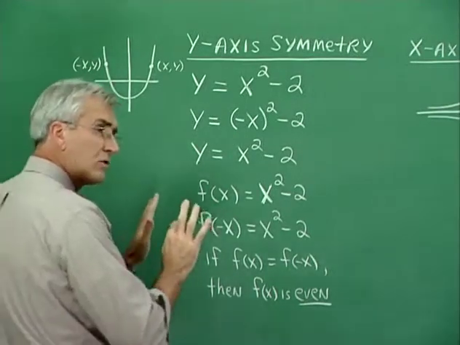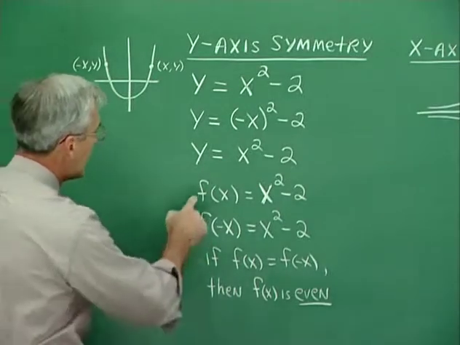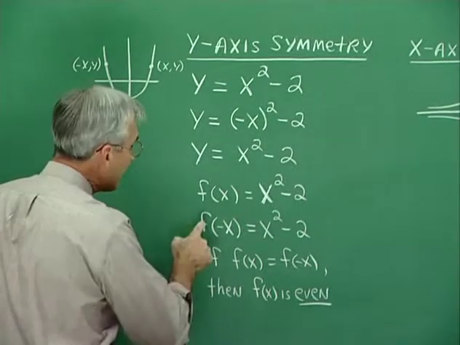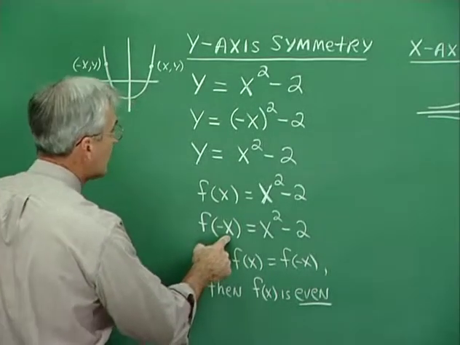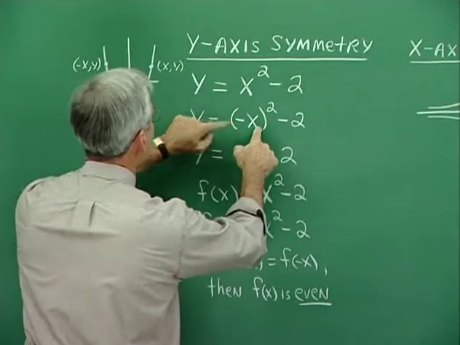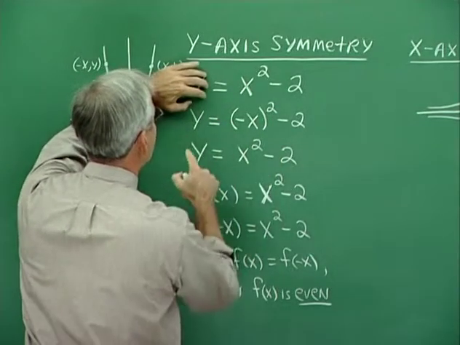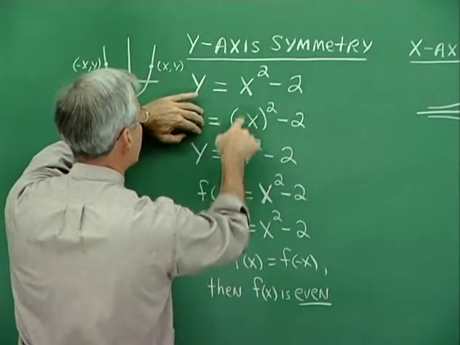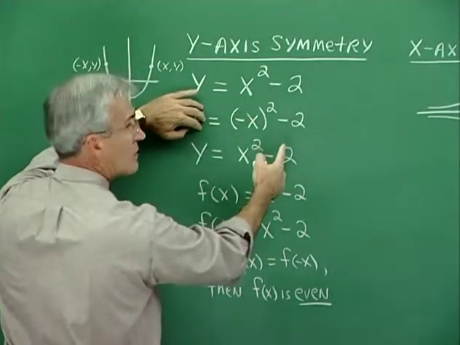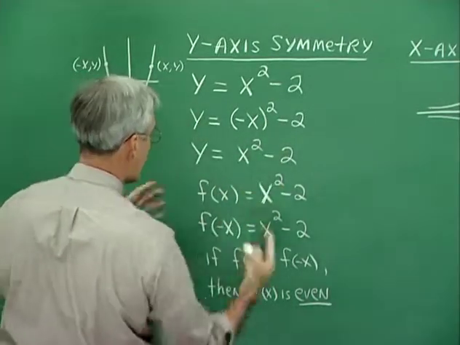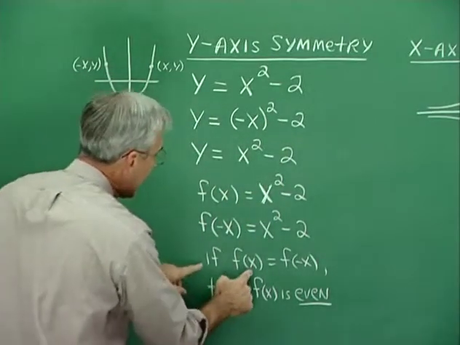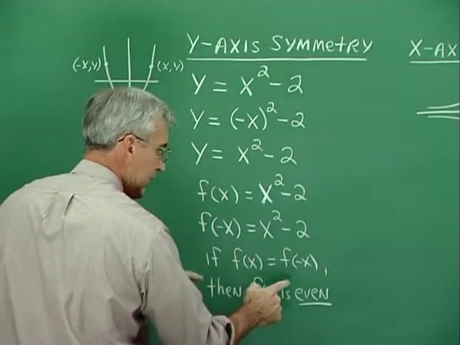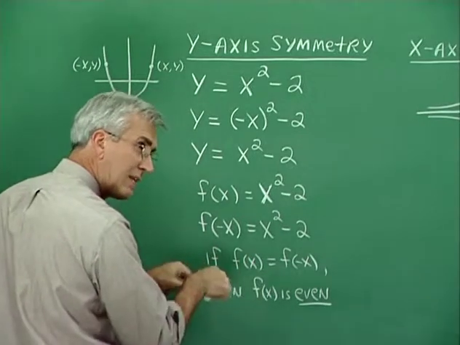Now look at it in terms of function notation though. f of x is x squared minus 2. F of negative x, you see, what do we have right here? If we're talking about f of x for this, then when we replace x with negative x in the same function, this is really f of negative x. And f of negative x turns out to be the same thing as f of x. And if f of x is equal to f of negative x, then we have an even function. Then f of x is an even function.